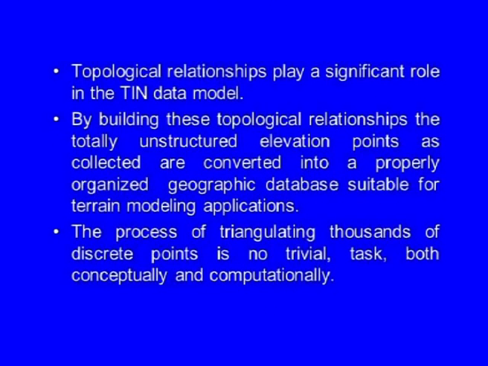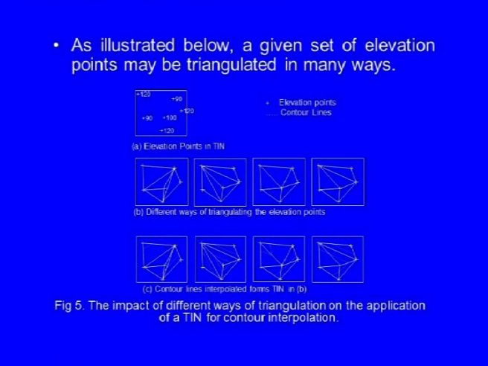Topological relationships play a significant role in the TIN data model. By building these topological relationships, the totally unstructured elevation points as collected are converted into a properly organized geographic database suitable for terrain modeling applications. The process of triangulating thousands of discrete points is no trivial task, both conceptually and computationally. As illustrated below, a given set of elevation points may be triangulated in many ways.